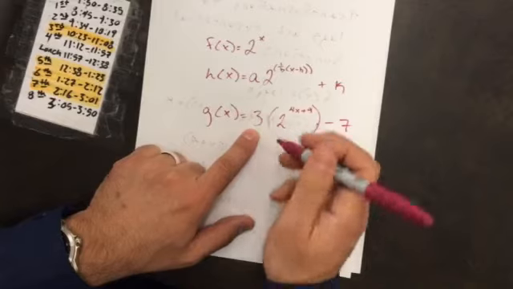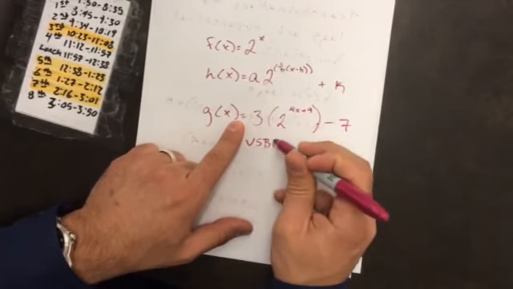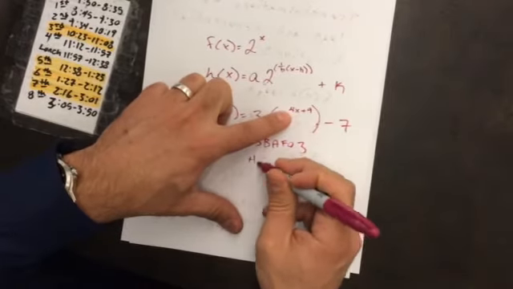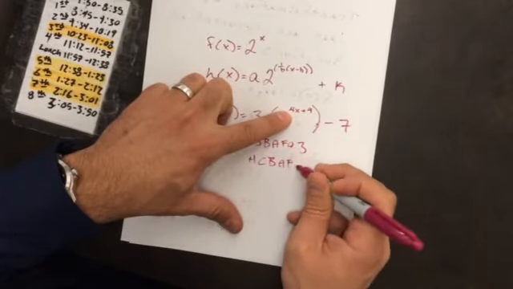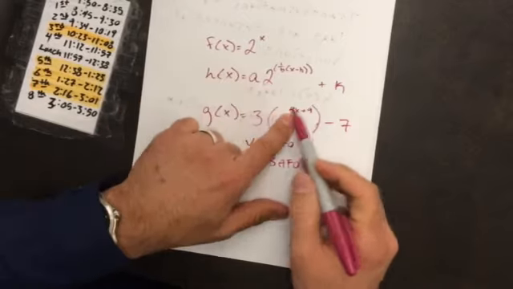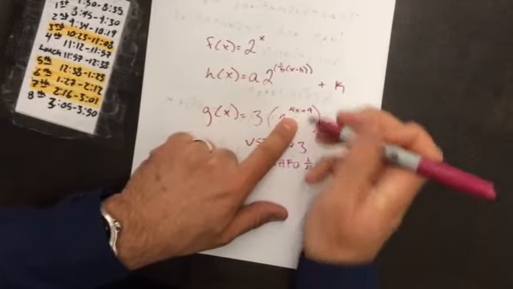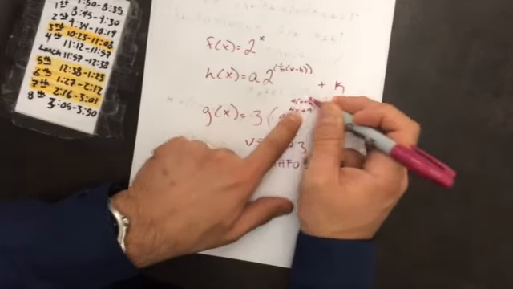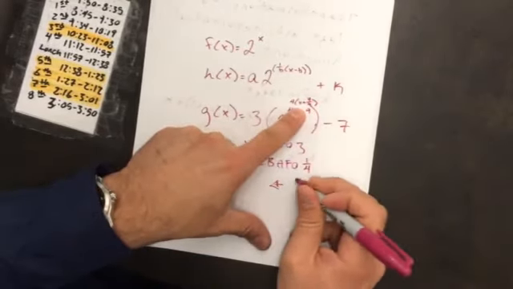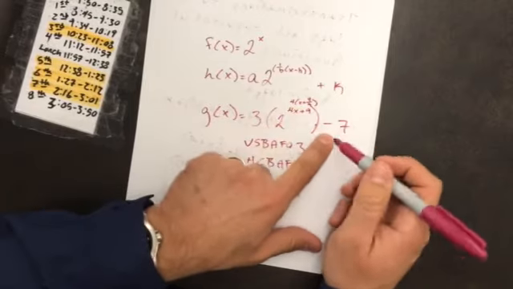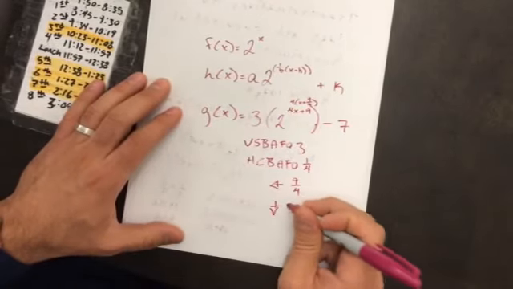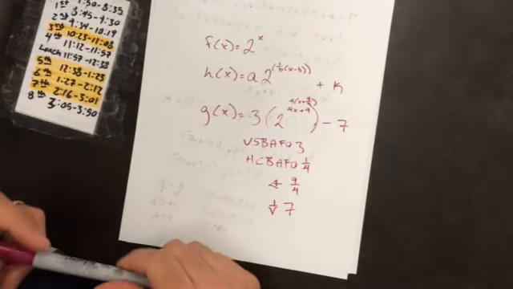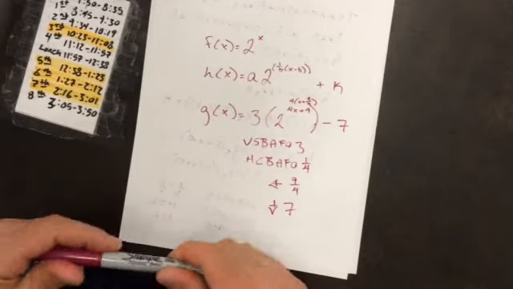this 3 is going to vertically stretch it by a factor of 3. This 4 is going to horizontally compress it by a factor of 4, or 1/4. Because I have to divide out the 4, it's really going to be x plus 9 over 4. So this is going to be moved to the left 9/4 of a unit. And then this 7 is going to move it down 7. So very, very simple. Same stuff that we've already been doing. We're just looking at it, the equation's a little bit different.